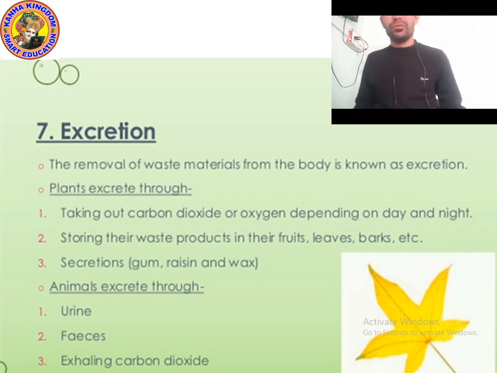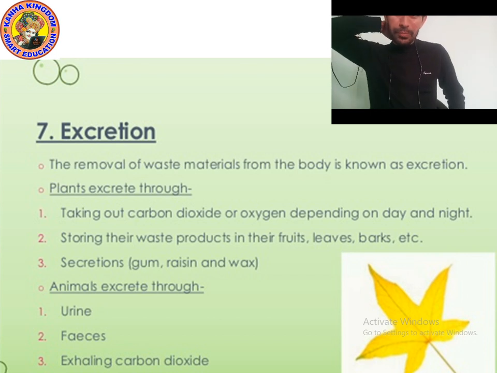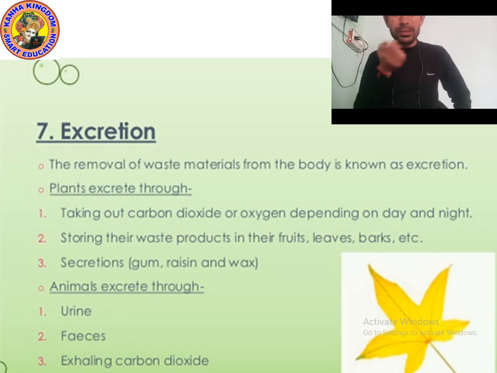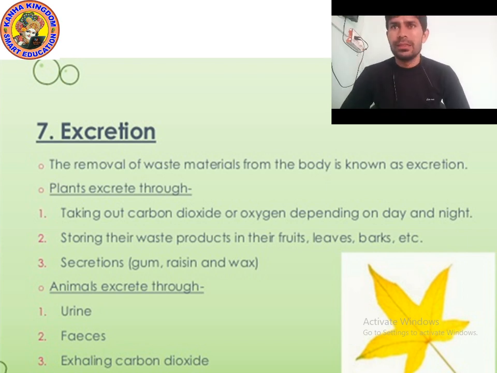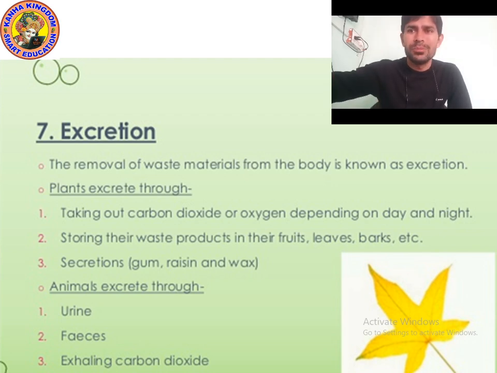So, which waste materials are removed by plants? Plants remove oxygen during the day and carbon dioxide at night, and they also store waste in fruits, leaves and bark. They also secrete gum, resin, and wax, and we animals remove urine, feces, and carbon dioxide. I hope you understood. Let's move on to the next point.